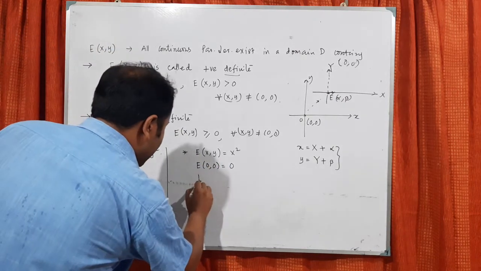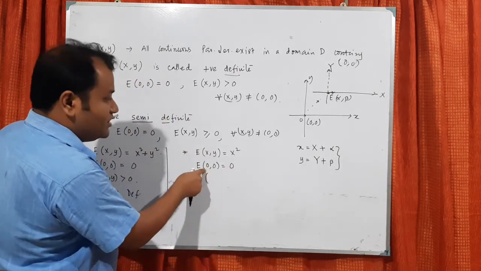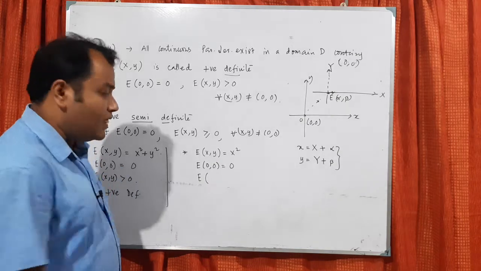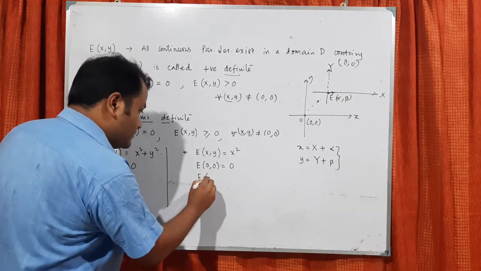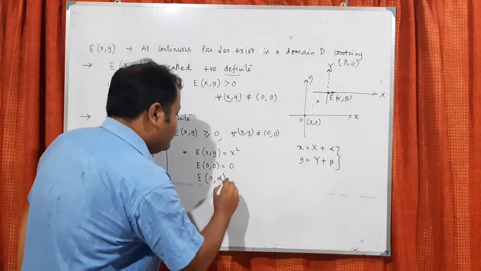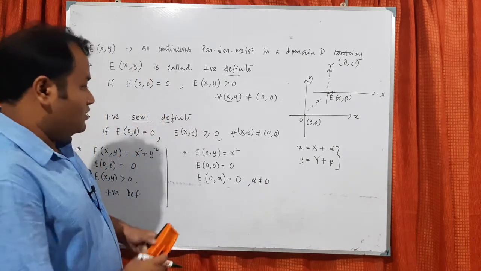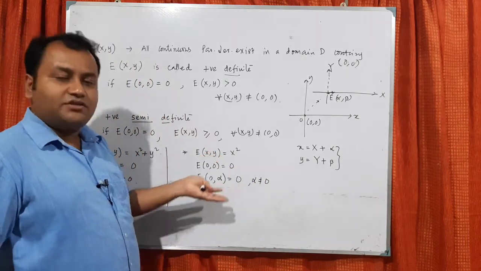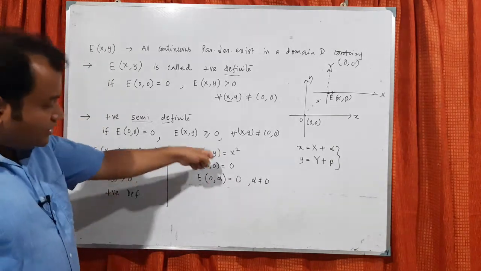Now if I make x equals to 0, the function will become 0. So it may happen that the value of x is 0 and y can be anything, then also the value will be 0. And for all remaining points, obviously this is a square, so this will be positive. So look into the second function.